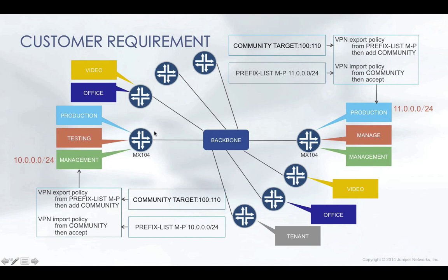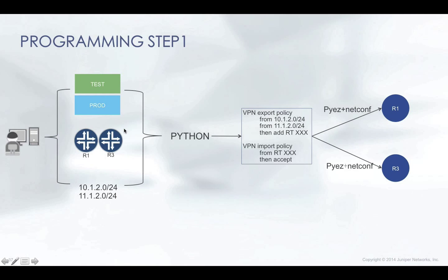To simplify this, I think we can leverage automation to do these jobs. Just input the requirement and then the configurations will be generated and pushed to related devices automatically. To put my idea into practice, I designed a framework of the program like this. The operator inputs the name of the VPNs and the routers and the networks which need to be interconnected. Then the Python script will compile this information into configuration and push it to related devices by PyEZ and NETCONF.